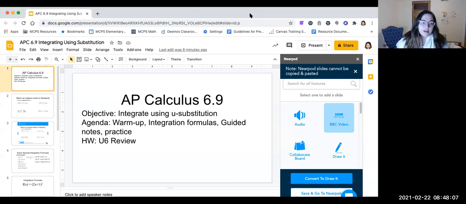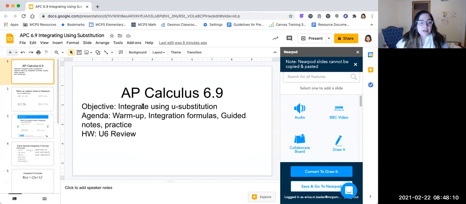So our objective is just going to be integrating using U-substitution. That's really the basic objective for today. So here it is. We're on objective 6.9 or topic 6.9, integration using substitution. So we'll do a warm up, some integration formulas, guided notes, and practice, and then your homework will be the Unit 6 review.